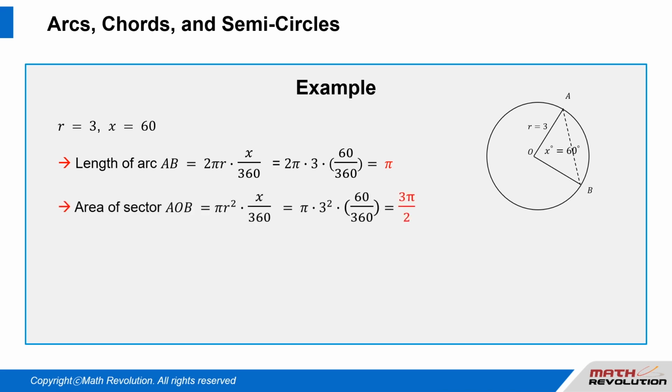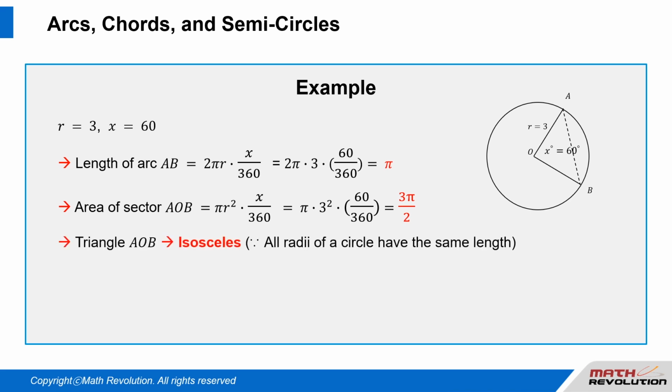This gives the length of the arc AB equals 2 times pi times 3 times 60 over 360 equals pi as the answer. Now, let's figure out the area of sector AOB. We have r equals 3 and x equals 60 once again. If we plug these numbers into the formula pi times r squared times x over 360, we obtain pi times 3 squared times 60 over 360 equals 3 times pi, whole over 2.